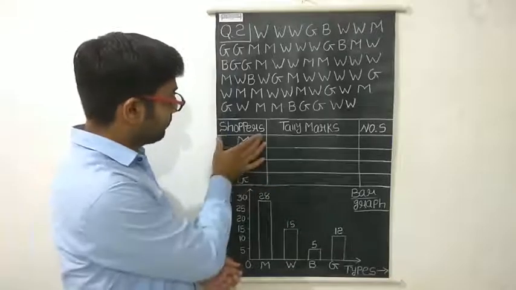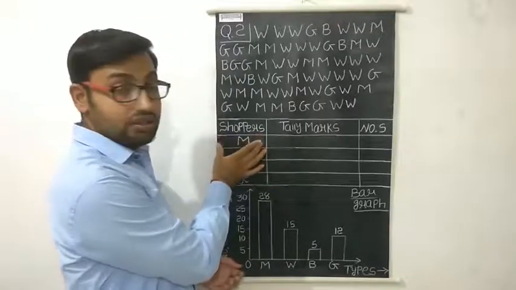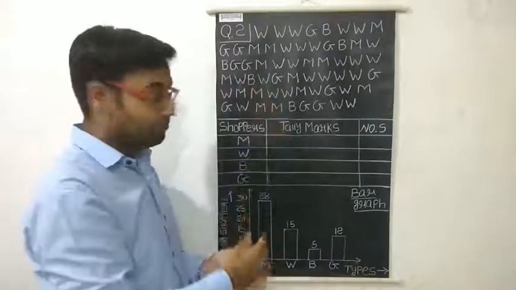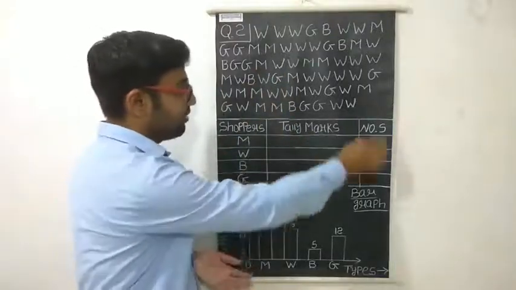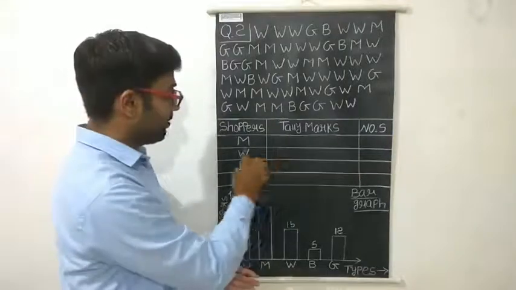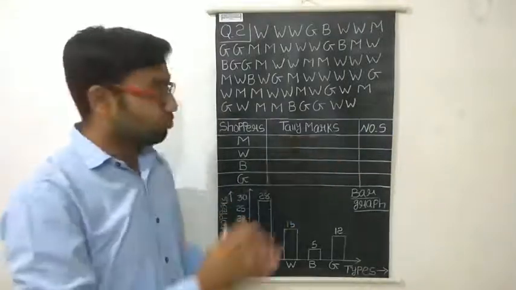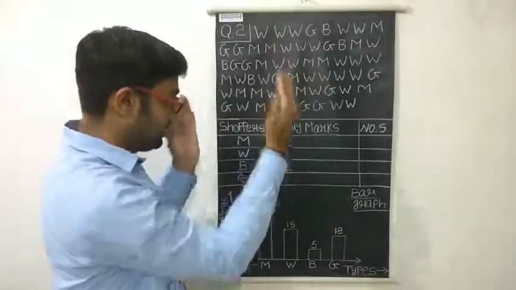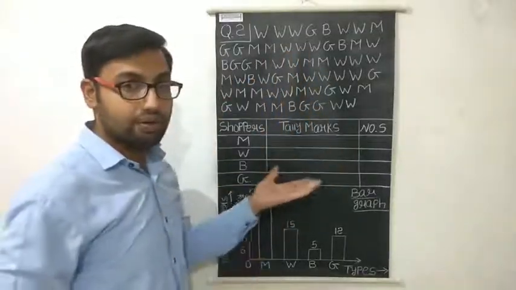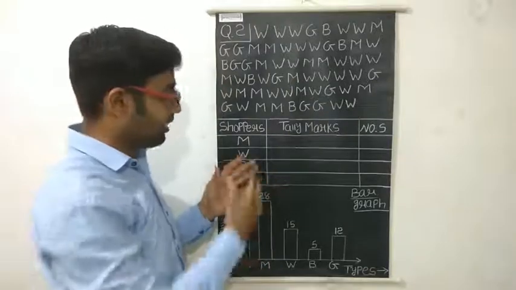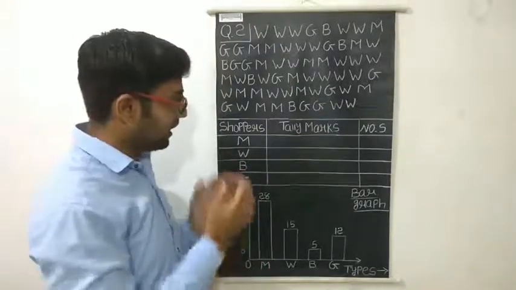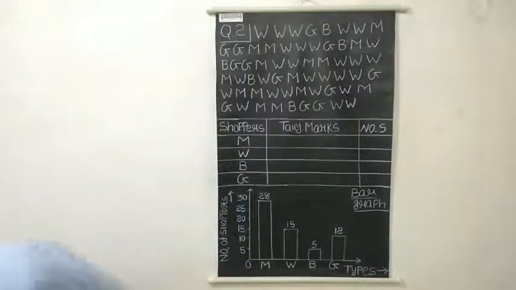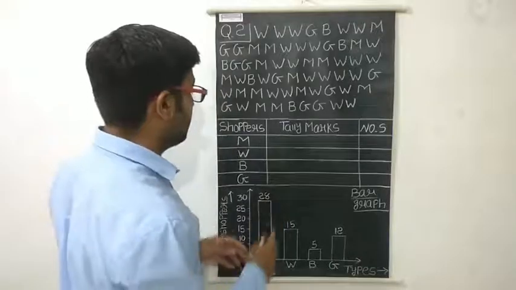So here we have made three columns. One is the shoppers, so these all are the shoppers. Then tally marks, and the third one is the numbers. Whatever we get in the tally marks, we write down as numbers. By this we can arrange this raw data in a grouped manner using this table. So let us start and calculate the tally marks.